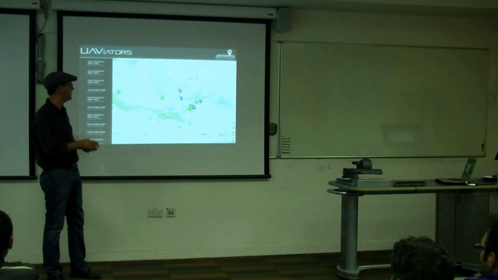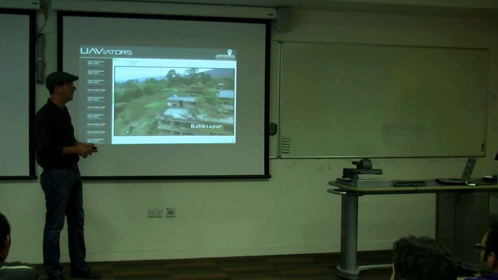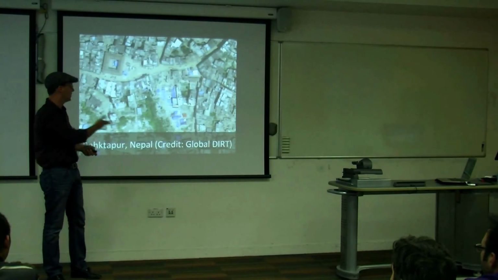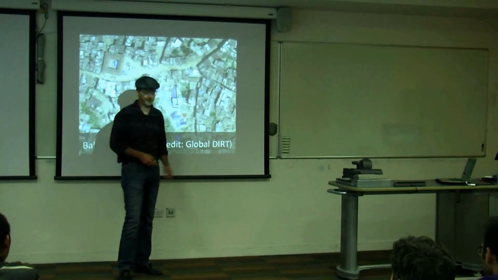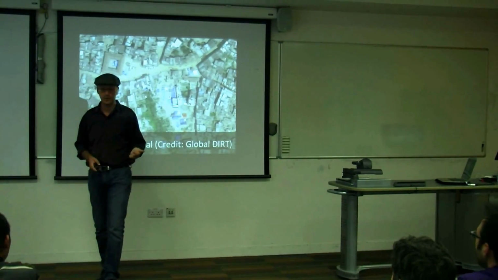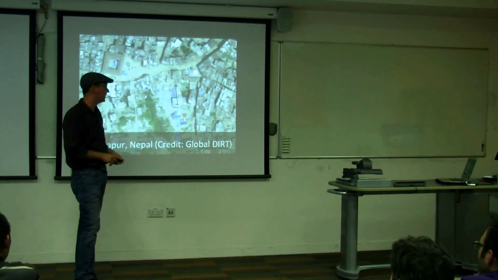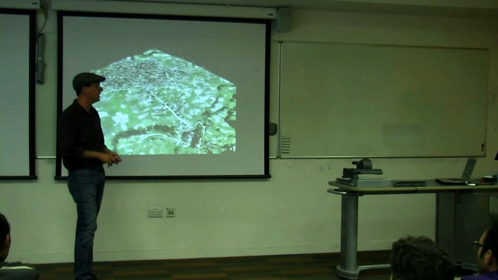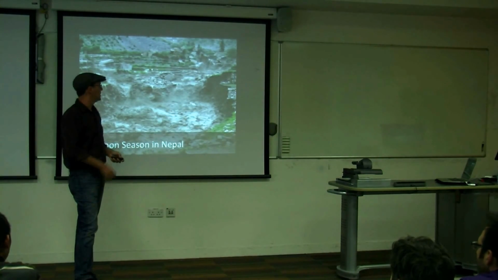I mentioned already there are a bunch of videos that you can find on the crisis map. This was one of the teams, Global DIRT, a bit of an unfortunate name that they call themselves, but it stands for Disaster Immediate Response Team. And they were very, very active and sharing a lot of their imagery with us, including some 3D point clouds and so on. And I mentioned the monsoon. This is going to be an issue here.